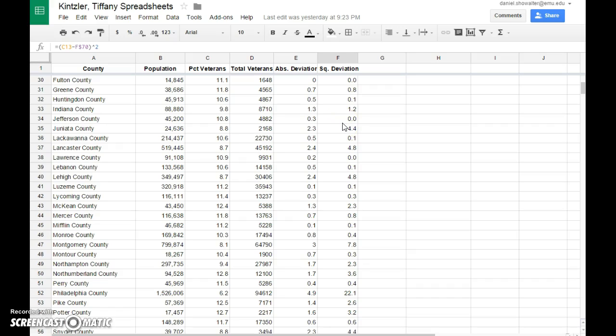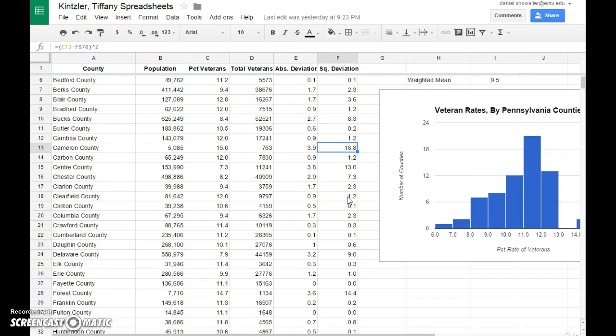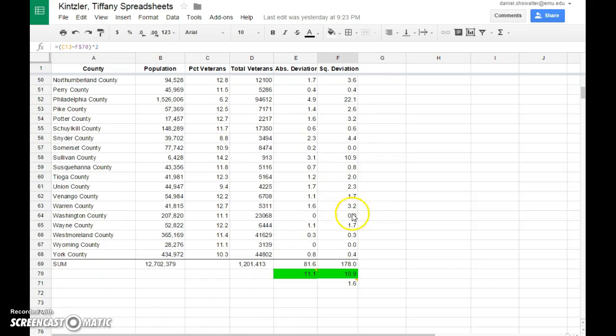I know that sounds kind of crazy, but in general, for a typical county, what would be a typical value for the squared deviation? Should we be concerned when we're seeing a 7.3? Is that normal? Is that 1.2 normal? Well, it'd be helpful to take an average of all these numbers. So how do we take an average?